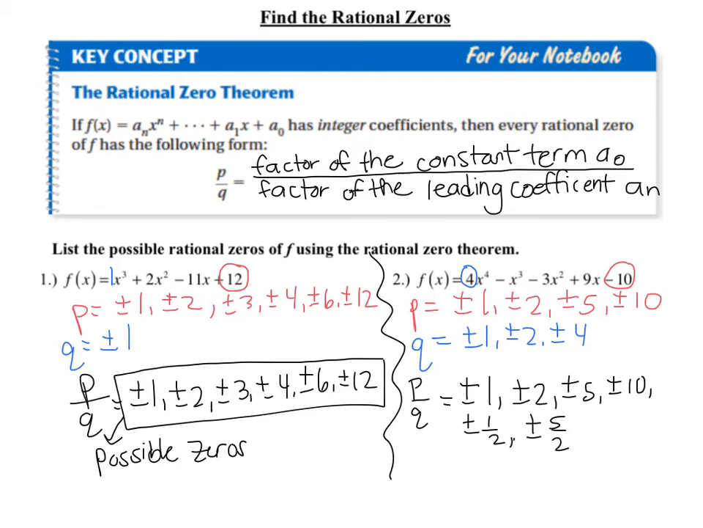5/2. And then I have to take them each and divide by the 4. So I'll have 1/4. 2/4 is 1/2, which I already have. 5/4 and 10/4, but 10/4 is 5/2, which I already have. So I'm just adding on 1/4 and 5/4. So those are all the possibilities for p's being divided by q's. Therefore, these are all of my possible zeros for that example.